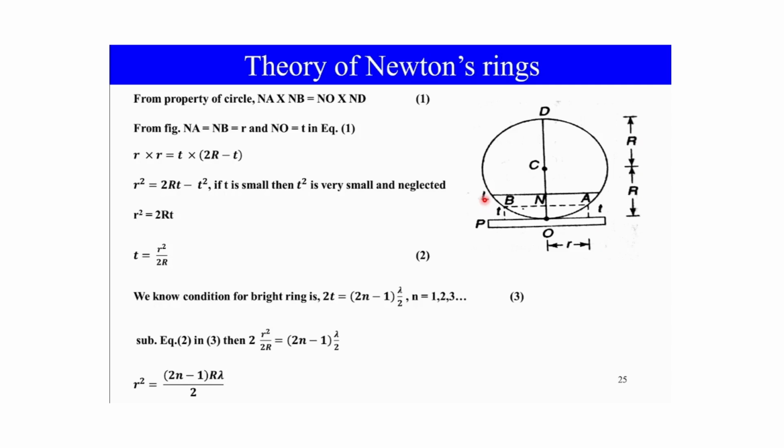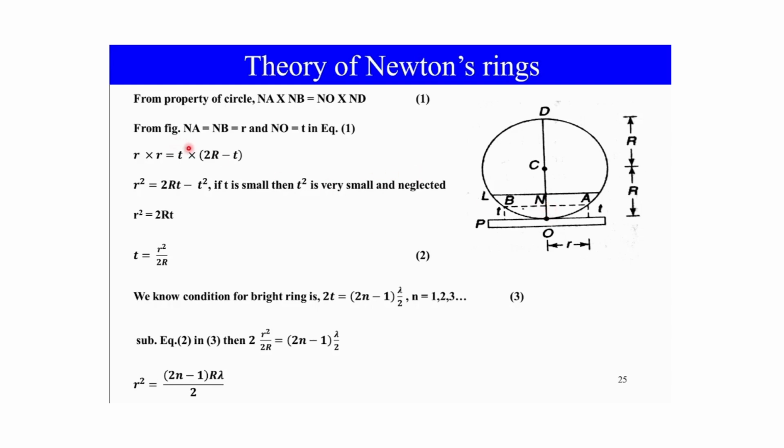L is the plano-convex lens and t is the thickness of the thin film present between the lens and the glass plate, and small r is the radius of the rings formed due to the interference phenomena. Now here I am going to use a property of the circle, that is, horizontal line NA into NB is equal to vertical line NO into ND. So from this figure, NA is equal to NB is equal to the radius of the ring, and NO is equal to the thickness of the thin film.